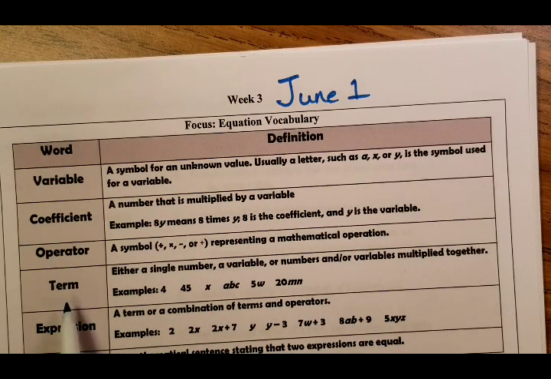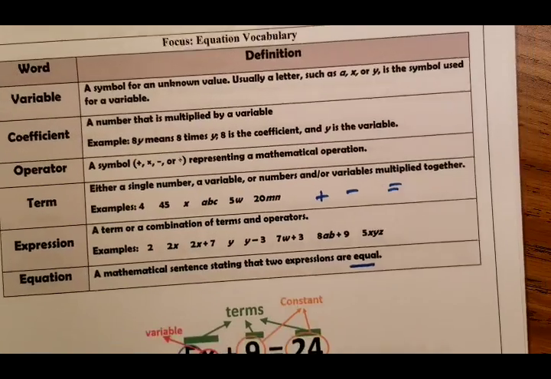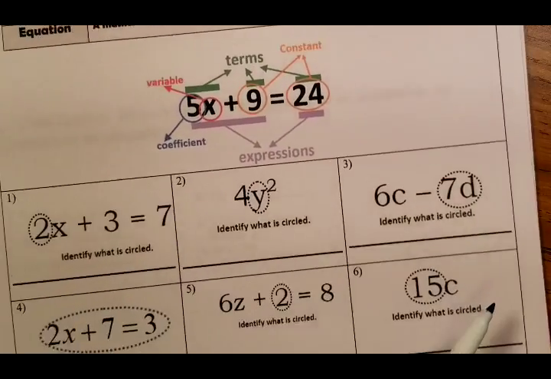Term, they are divided by plus, minus, and the equal sign. This side would be one expression, that's the other expression, which is half, the front half or the back half, separated by the equal sign. And then the equation, it must have an equal sign. So we're going to look down here at our problems.